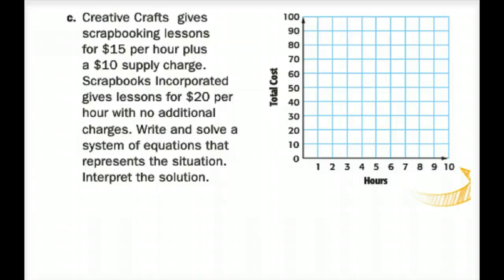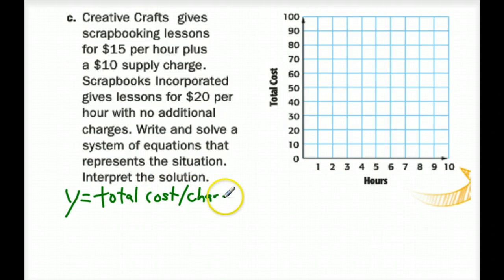All right, so we're going to write these in slope-intercept form. So y is going to equal the total cost or charge. It's always y equals, so the total amount is going to be there on the left. What does x represent? X is not going to be the slope. The number in front of x is going to be the slope. Soleil? Hours. Very good. How many hours?